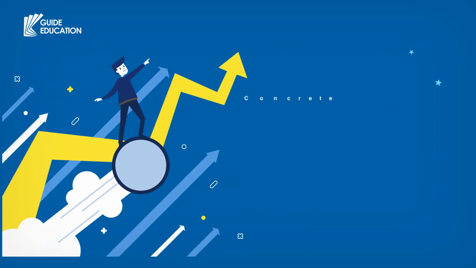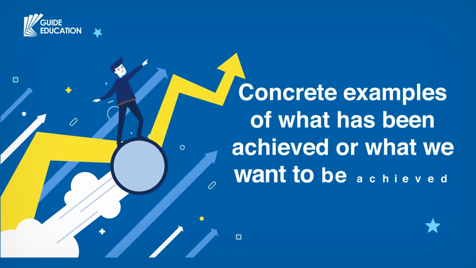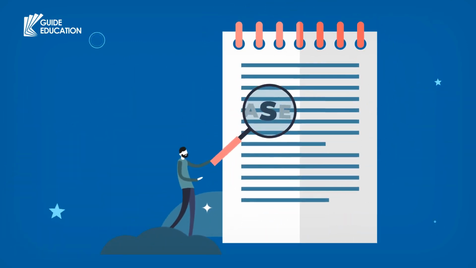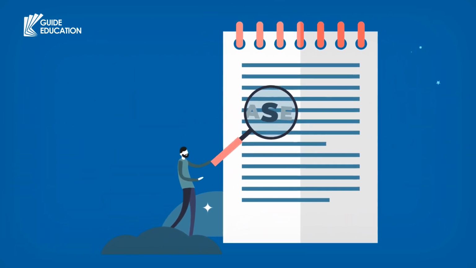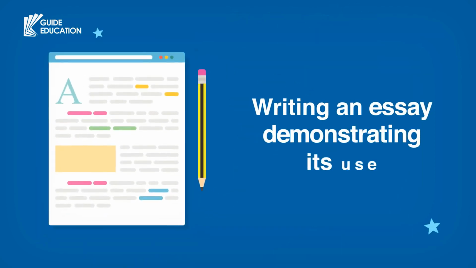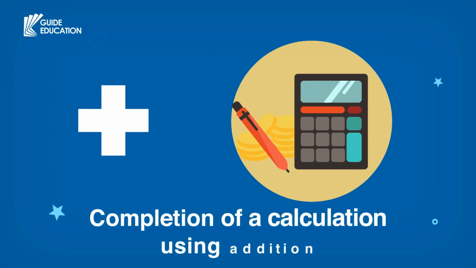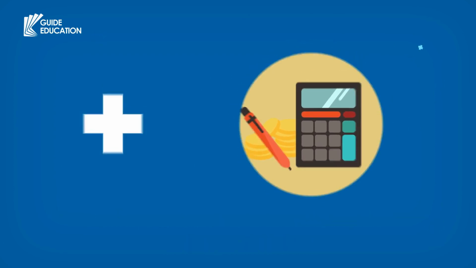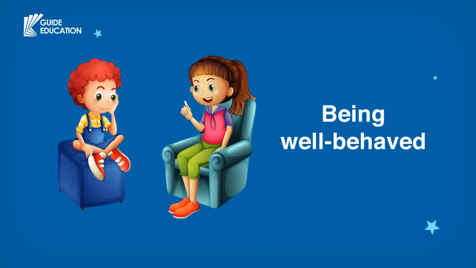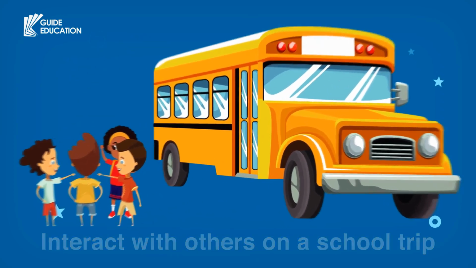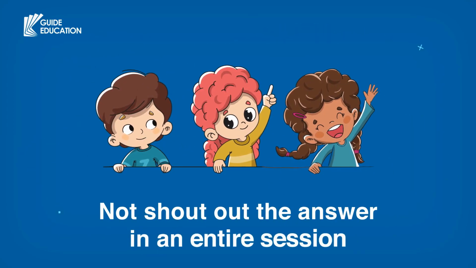Outcomes are basically concrete examples of what has been achieved or what we want to be achieved. If we want a student to use punctuation, the outcome could be something like writing an essay demonstrating its use. Being able to do addition is the completion of a calculation using addition. Being well behaved might result in an outcome where a pupil can interact with others on a school trip, or not shout out the answer in an entire session.